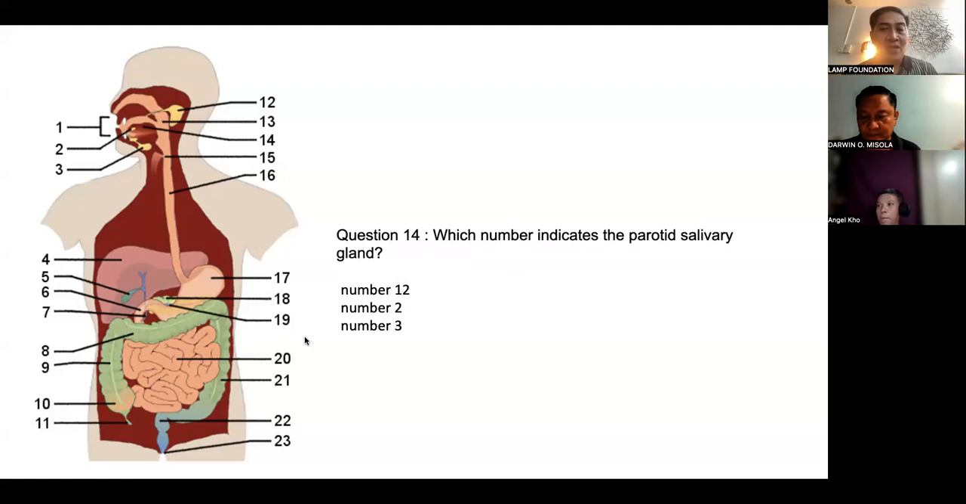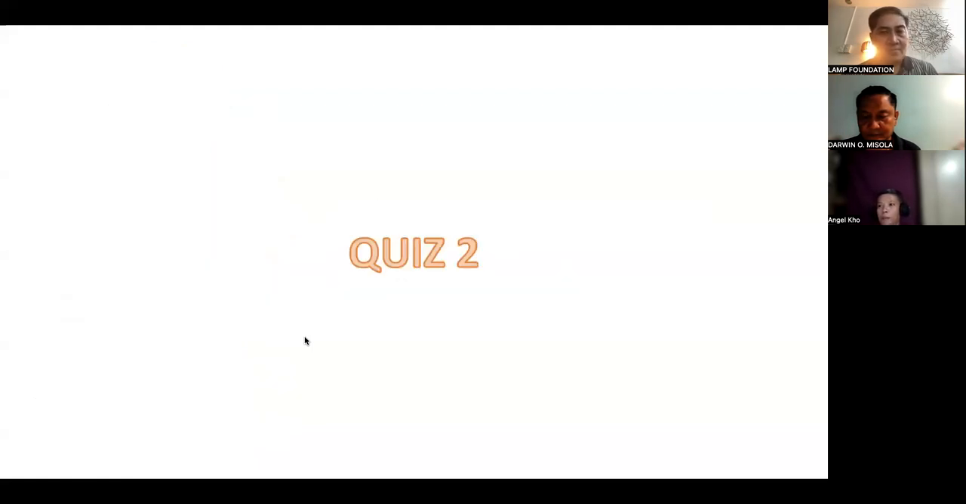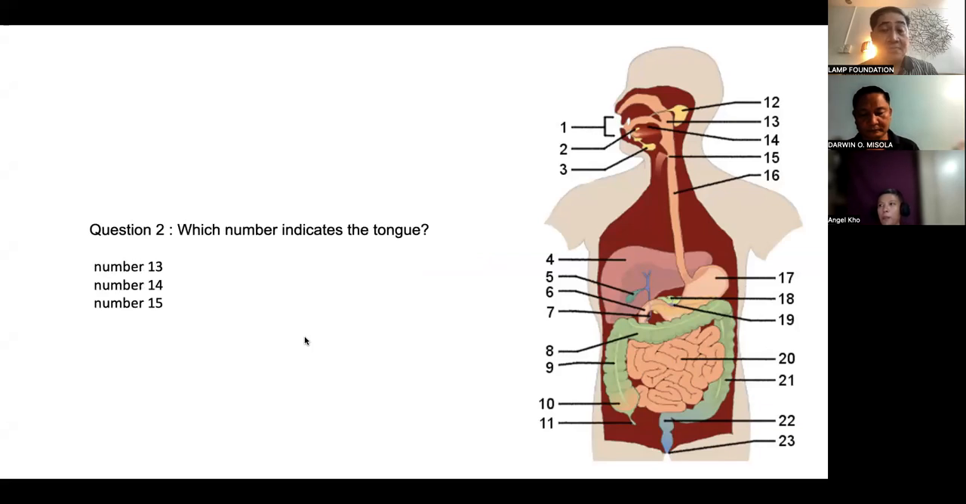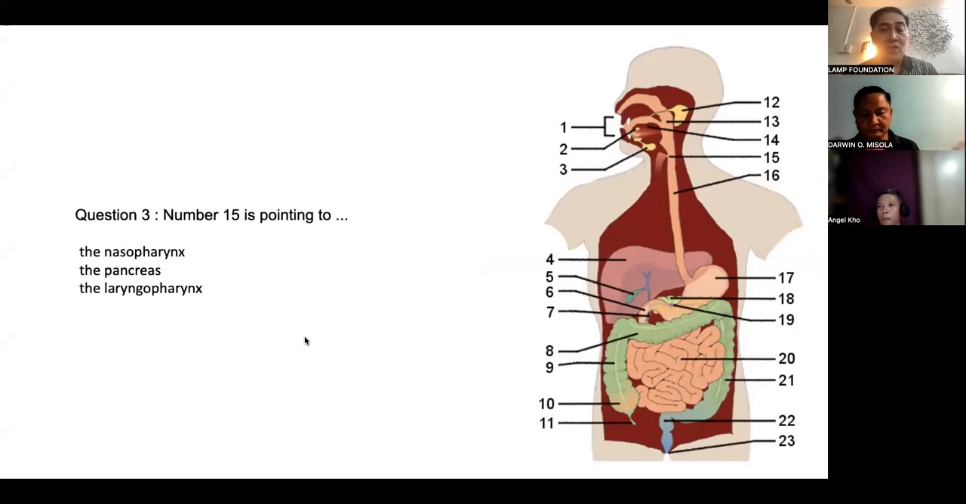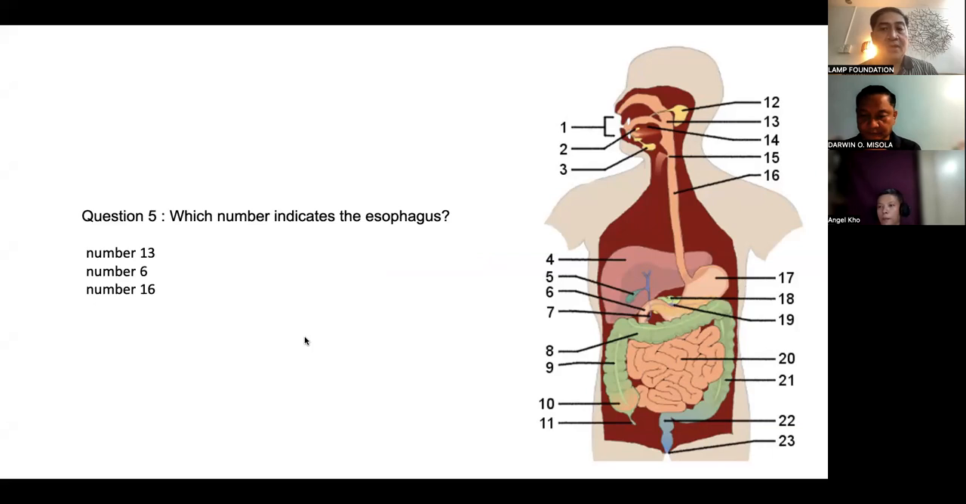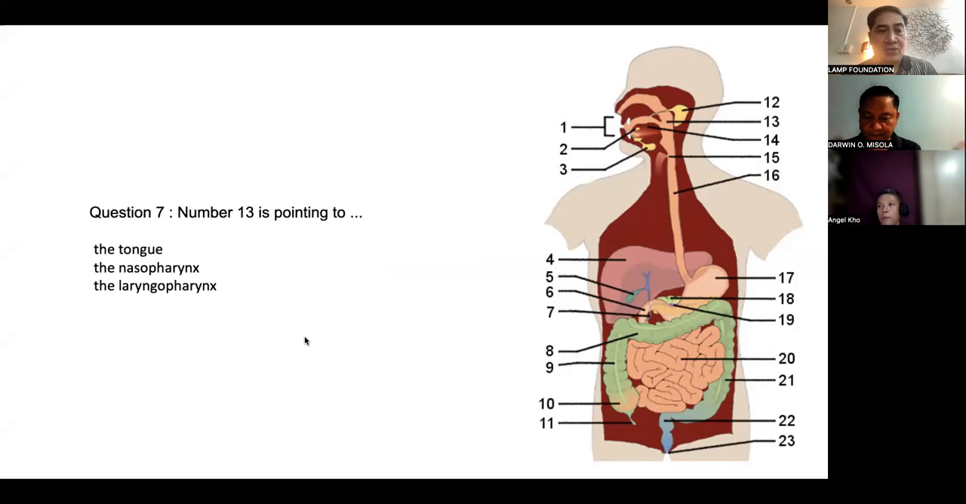True or false? Digestion begins with saliva and mastication. True po, Doc. Number 11 is pointing to the appendix po. Which number indicates the tongue? Number 14 po. Number 15 is pointing to the laryngopharynx po. True or false? Peristalsis is the proper name for chewing. False po, Doc. Which number indicates the esophagus? Number 16 po. Number 17 is pointing to the stomach po.